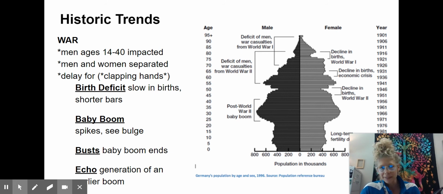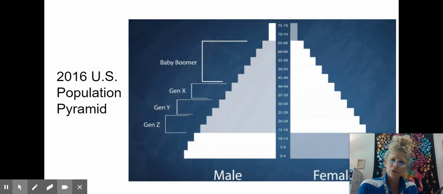So boom, bust. And then an echo is another dictionary word. It's just a generation of an earlier boom, okay? That's just if you came from the baby boomer generation, then as that generation gets older, it's just referred to as an echo. Okay, cool. Historical trends there.